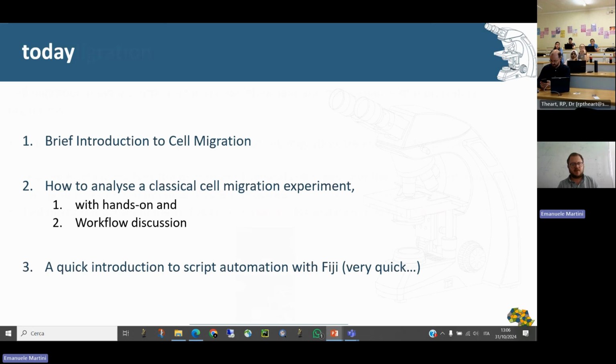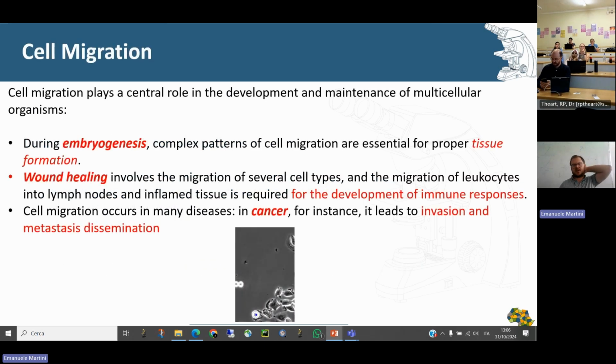Okay, let's move on. So why cell migration? Cell migration plays, of course, a central role in the development and maintenance of multicellular organisms. It's important for embryogenesis, tissue formation, wound healing, immune response, and of course also in cancer it is really important because it's one of the processes that leads to invasion and metastasis in cancer dissemination. So this is why it's important. Basically, cell migration is checking how a cell or a group of cells moves in a certain kind of condition and where they go, how fast, and something like that.